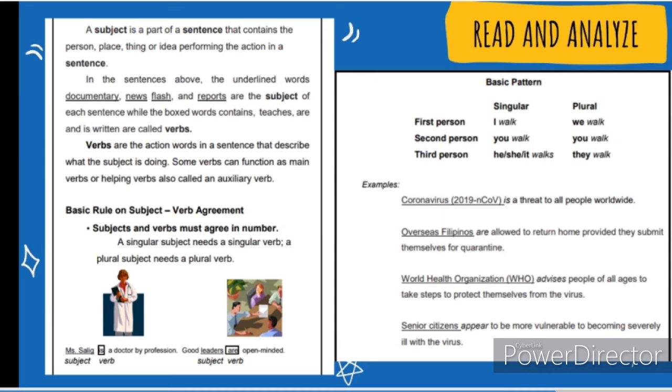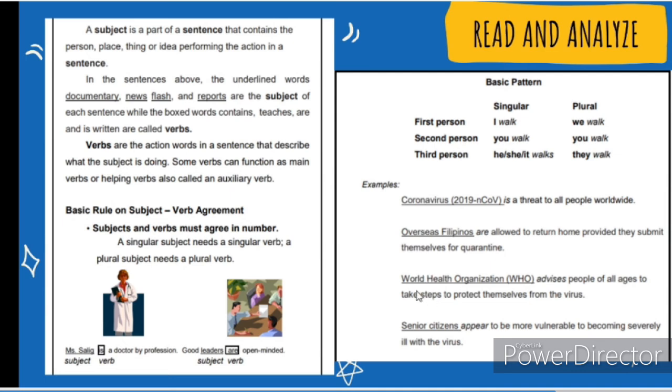Next sentence. Overseas Filipinos are allowed to return home provided they submit themselves for quarantine. Here in this sentence, the subject is overseas Filipinos. The verb is are. Overseas Filipinos is in its plural form, and are is the plural form of the verb. Therefore, this sentence is correct.